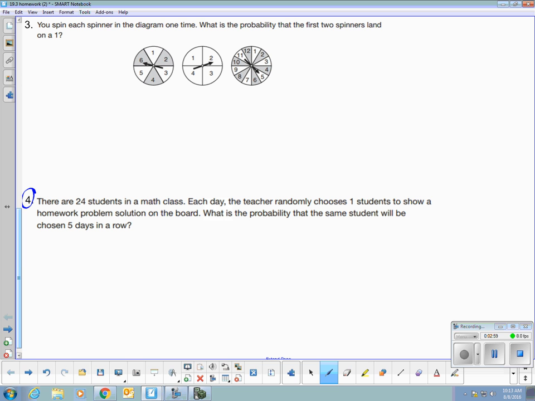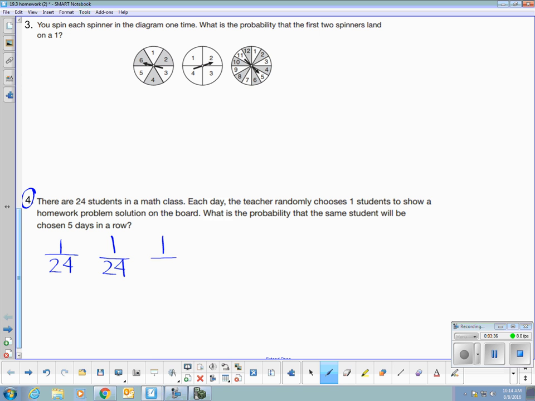There are 24 students in a math class, and each day the teacher randomly chooses one student to show a homework problem solution on the board. What is the probability that the same student will be chosen 5 days in a row? So the first day, to select one student, that's one favorable out of a total of 24 students. On the second day, the probability of selecting that very same student is still 1 out of 24. There's still 24 students in the class.